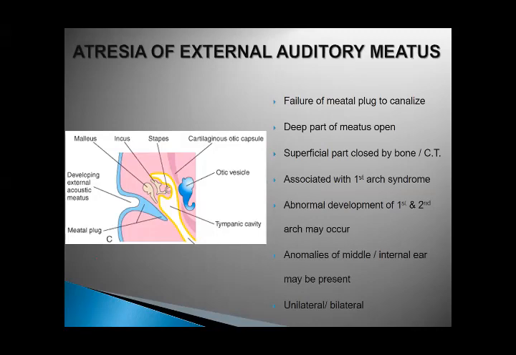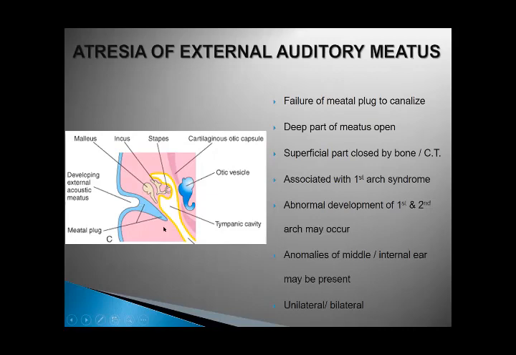Atresia of external auditory meatus. I told you that, to begin with, the external auditory meatus was simply closed by a proliferation of cells. Then these central cells undergo degeneration and the entire canal was formed. But in this case the deep part of the meatus is open. The superficial part is closed by bone.